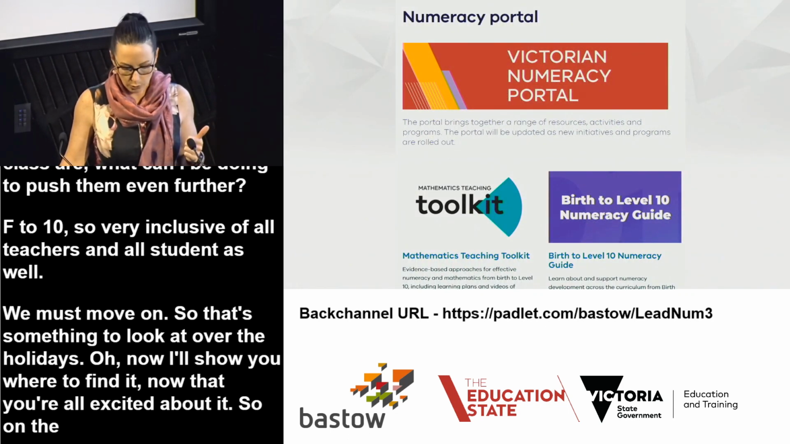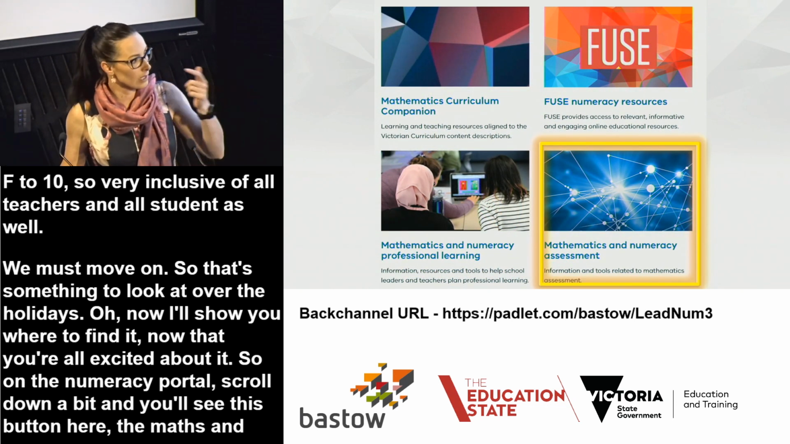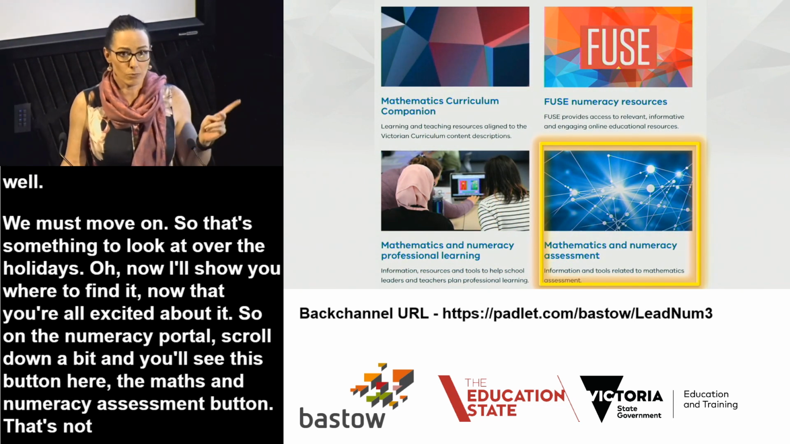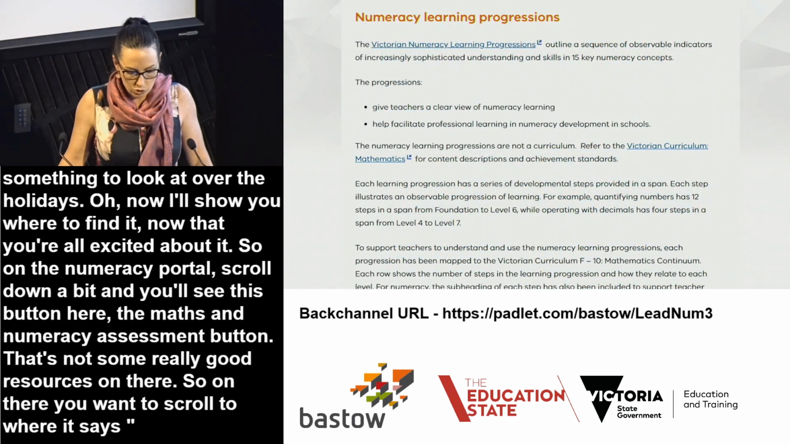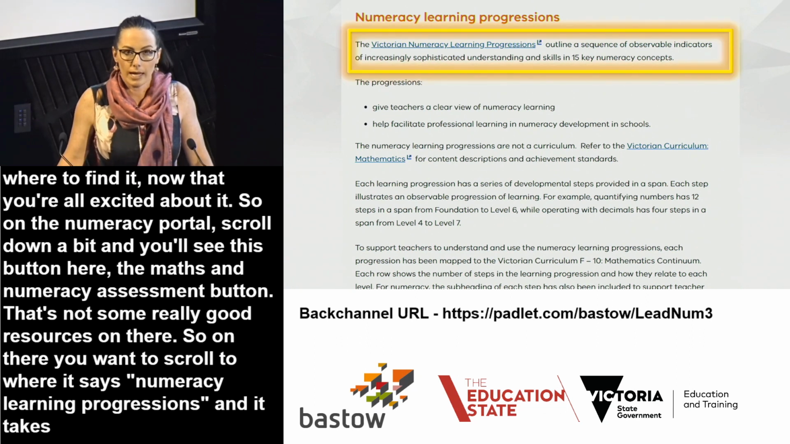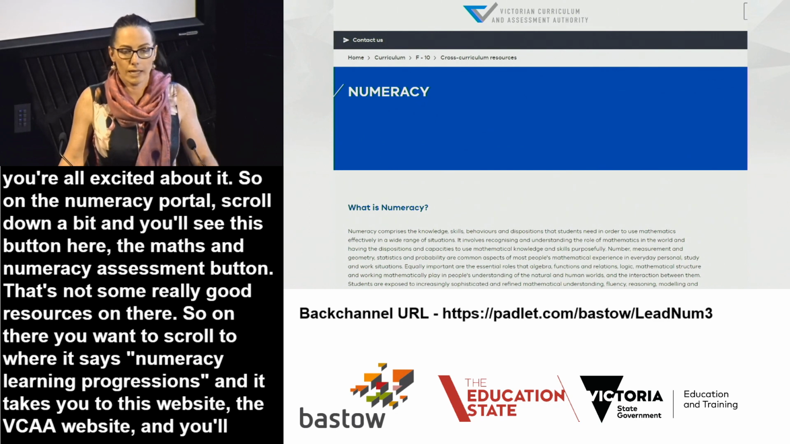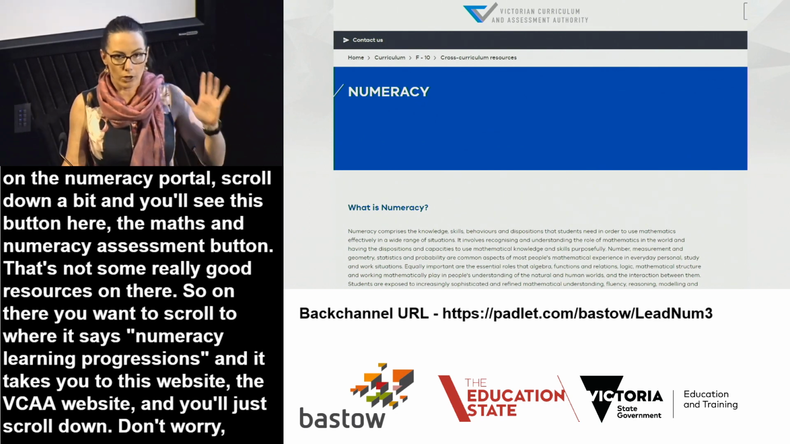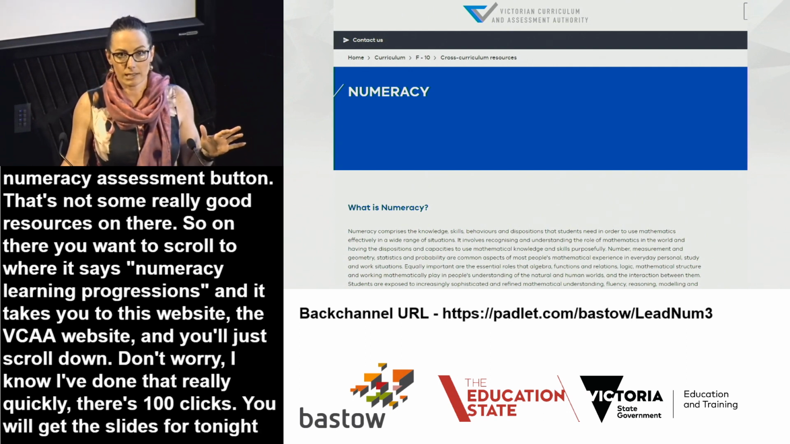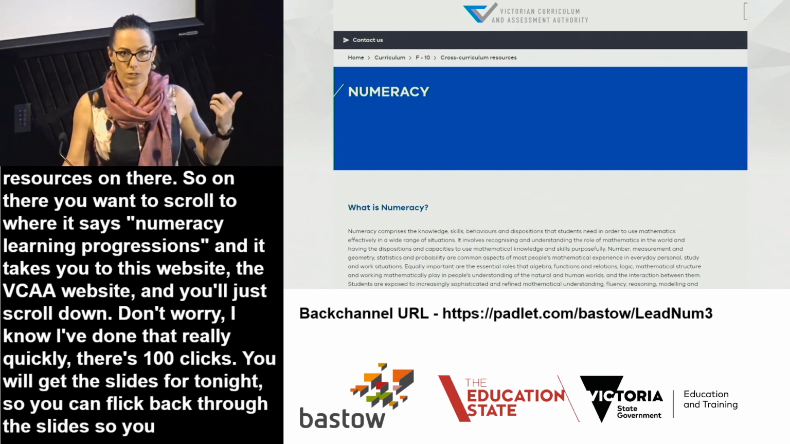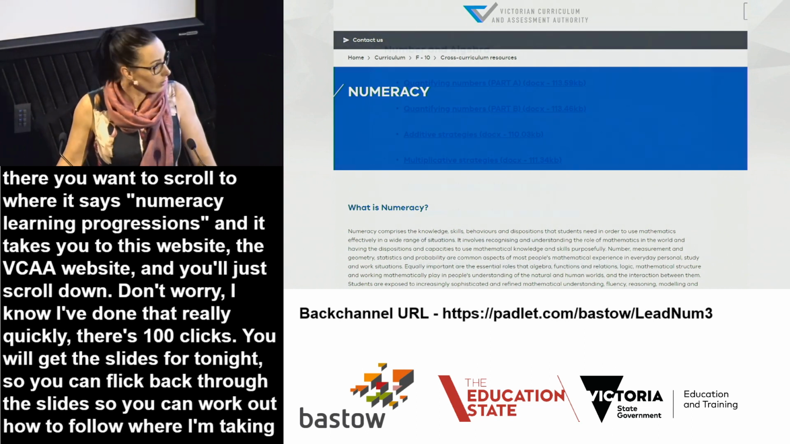So on the numeracy portal, scroll down a bit and you'll see this button here, the Maths and Numeracy Assessment button. That's got some really good resources on there. On there, you want to scroll to where it says Numeracy Learning Progressions, and it takes you to the VCAA website, and you'll just scroll down. Don't worry, I know I've just done that really quickly. There's 100 clicks. You will get the slides for tonight, so you can just flick back through the slides so that you can work out how to follow where I'm taking you.